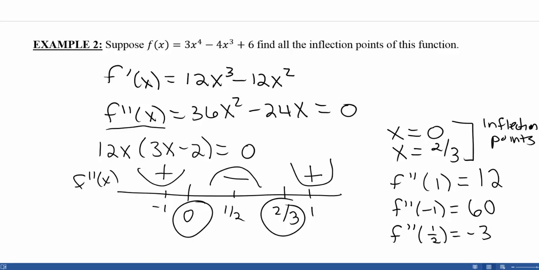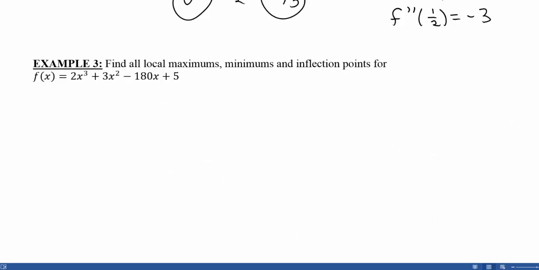Let's look at another example. Example 3. Find all local maximum, minimum, and inflection points for 2x^3 + 3x^2 - 180x + 5. Oftentimes, maximums, minimums, and inflection points are all grouped together because when we're finding first and second derivatives, we can use all of them simultaneously to find out different information. So let's take a look at this.